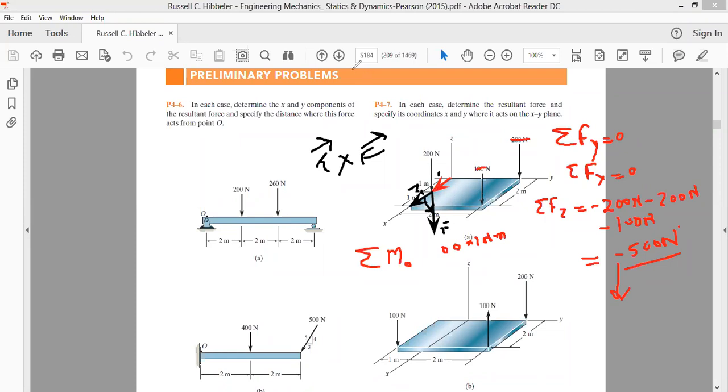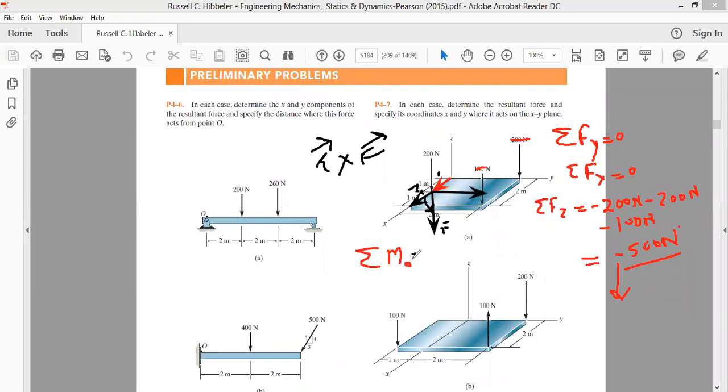Okay, the thumb is along the y direction. The thumb is here. Since the thumb is along the positive y direction, therefore we will say the moment because of this force has to be positive. We'll say the moment because of this force of 200 Newton has to be positive.